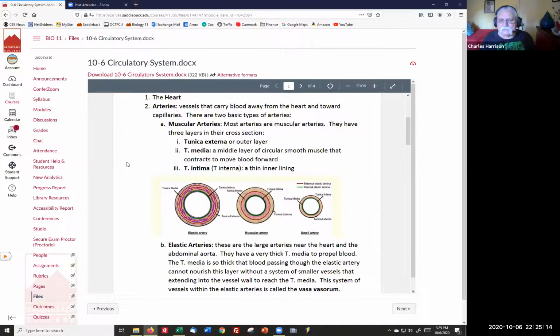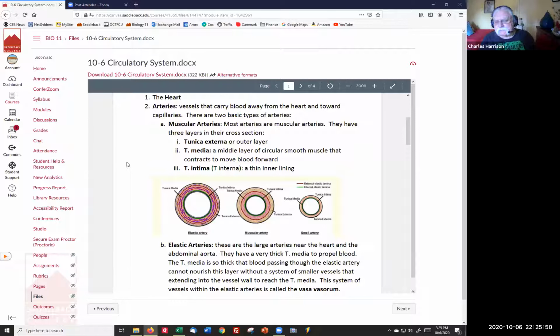The elastic artery is shown on the first of the set of 3 diagrams here, and you immediately see it's thicker. It has a tunica intima, find it at 2 o'clock. It has a tunica media, find it at 10 o'clock, which is much thicker. And it has a tunica externa as well. The difference is it's thicker.